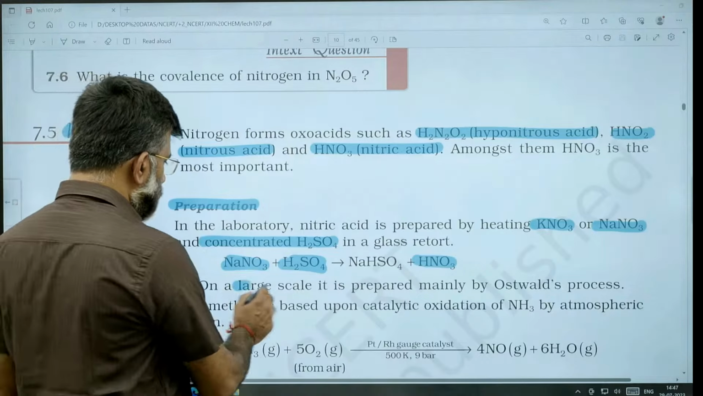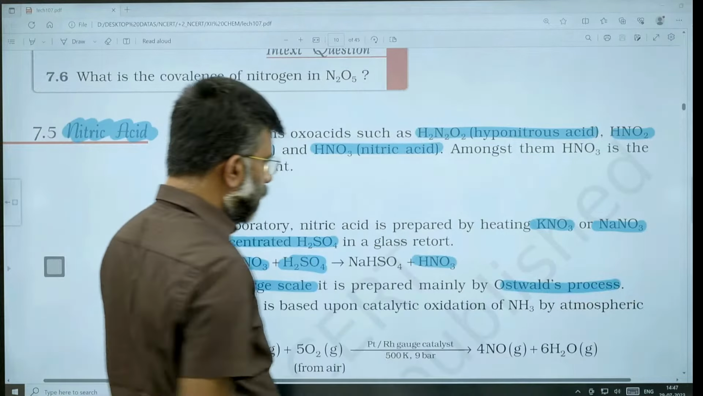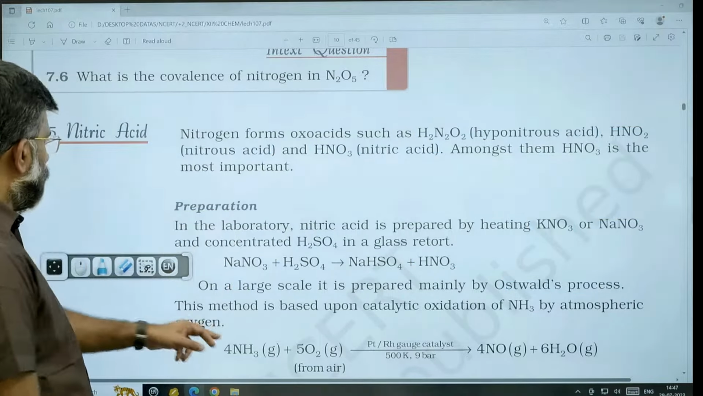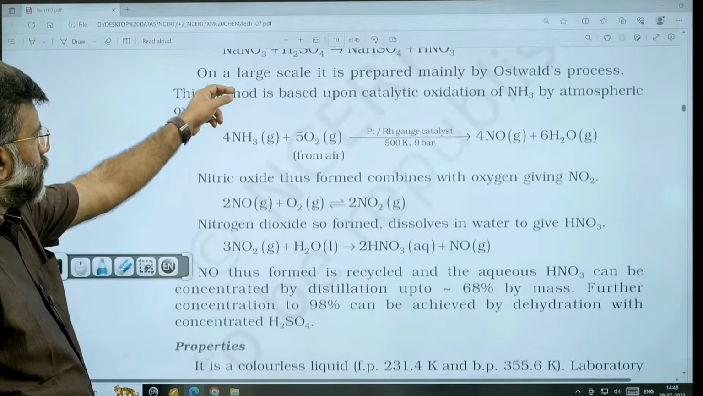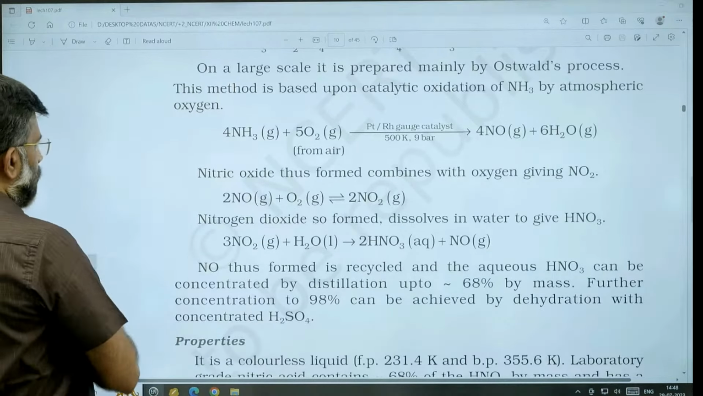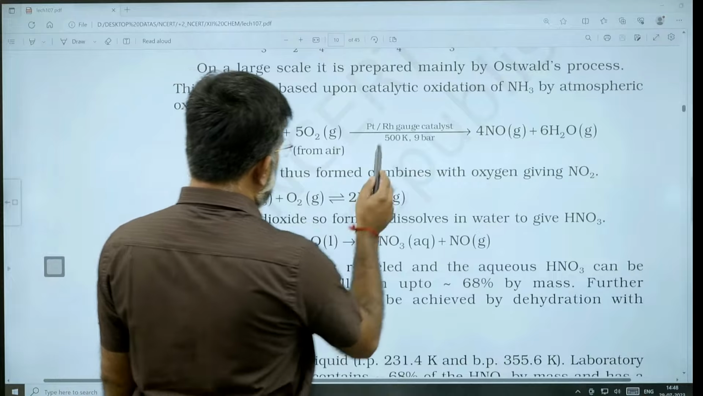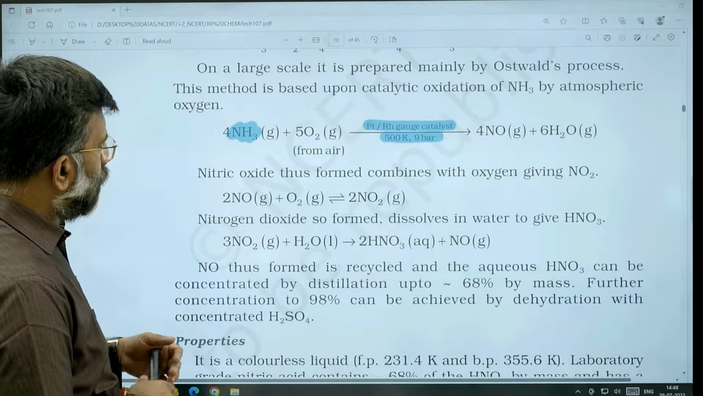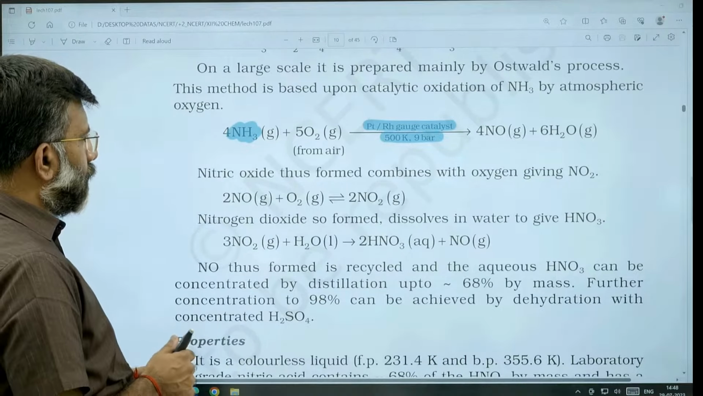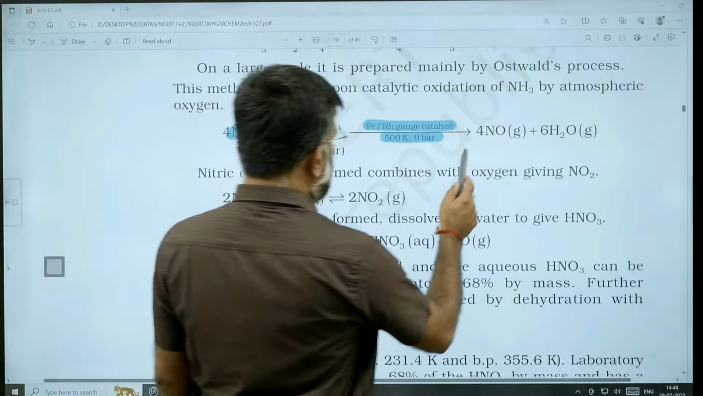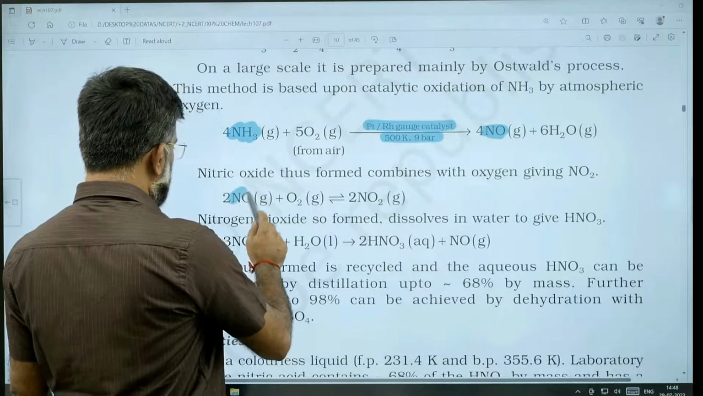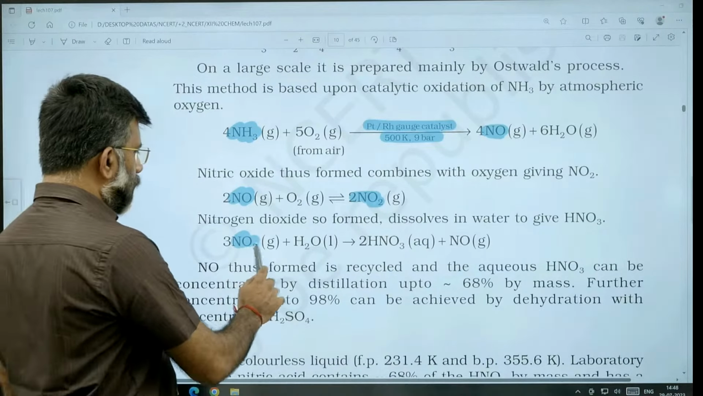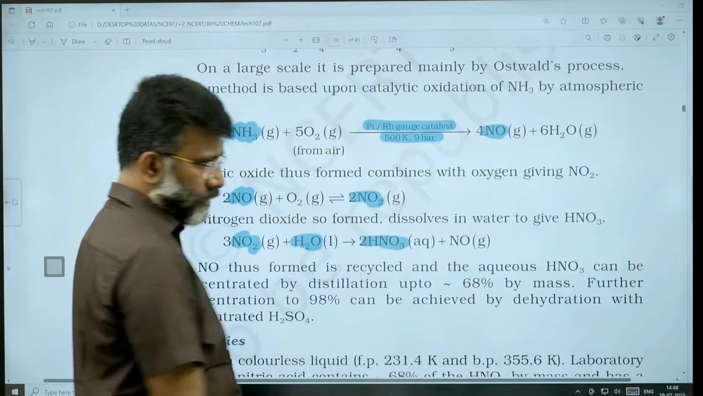On a large scale, it is prepared by the Ostwald process. What we do is, first, oxidation of ammonia. Ammonia is oxidized with a special catalyst, platinum and rhodium, at 500 Kelvin temperature and 9 bar pressure, and you get NO gas. We know NO can be easily converted to NO2. And this NO2 absorbed in water gives nitric acid.